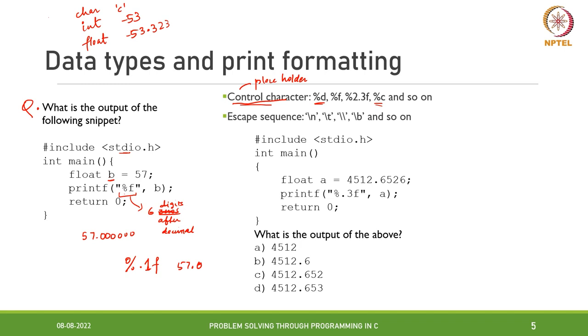Okay. And that is what someone was asking, what 2.3 means, right? So this is the minimum number of characters you want, and this is the number of digits after the decimal.